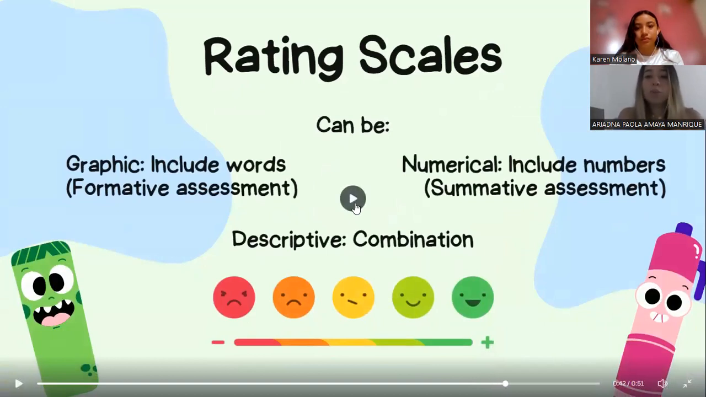And we have the rating scales that can be graphic, which include words and are like a formative assessment. And we have numerical, which include numbers and are a summative assessment. And also we have the descriptive, which is a combination of both.